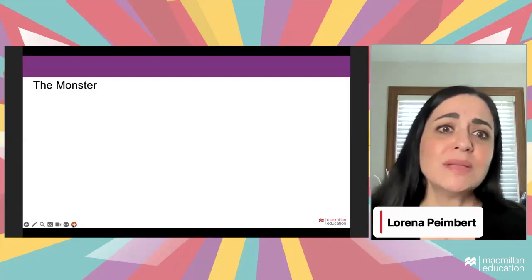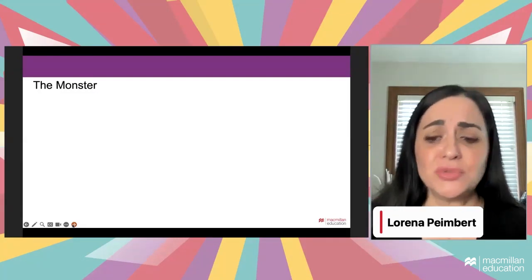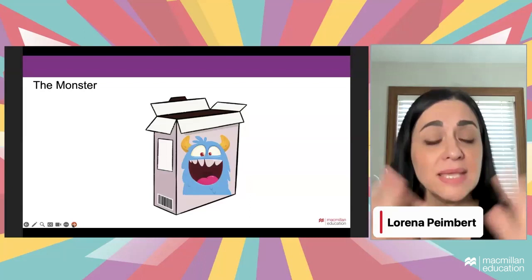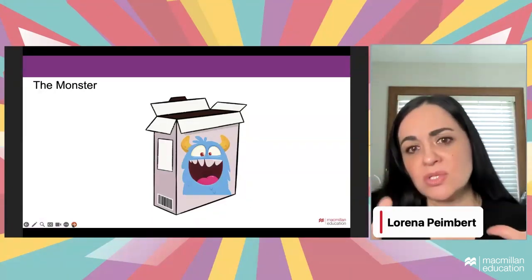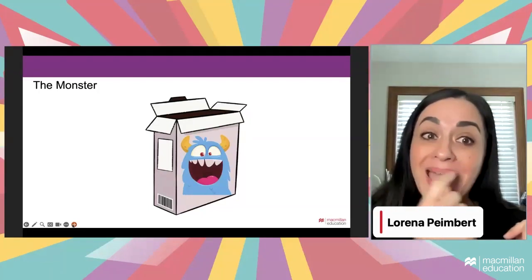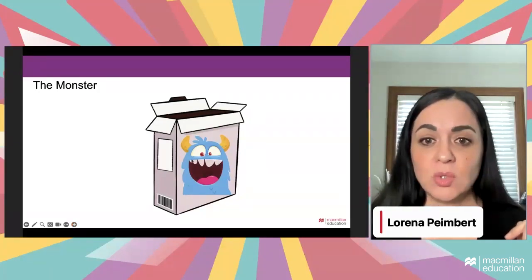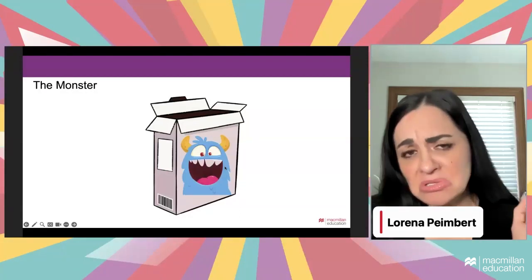And I love this one. This one, I just do it with my children. It's lovely. It's a cereal box. And then you draw the face of a monster. And then you're going to cut the mouth, okay? This part, you're going to cut it. And then you name the monster.